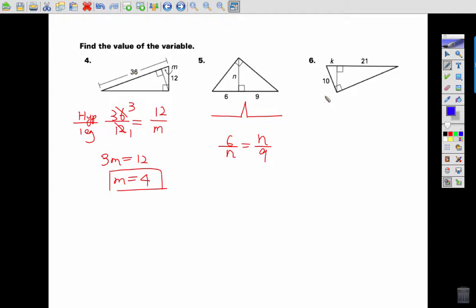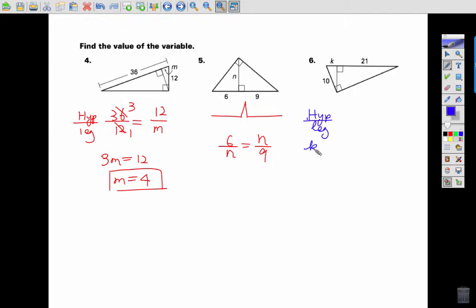Okay, over here, this one is a little tricky, so I will work it through with you guys. No information at altitude, so my best bet is to go for the legs. Therefore, I have to look for hypotenuse over leg and set it up. Look at the biggest triangle.